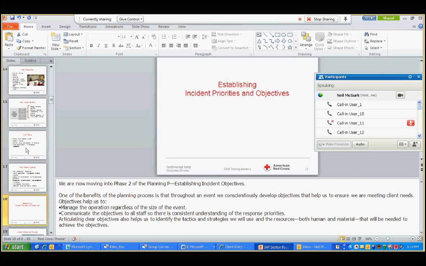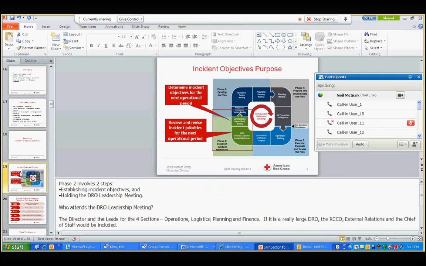Okay. So the establishment of the incident objectives, this is phase two. And again, this is a great opportunity. Again, refer back to that planning P that you gave everybody at the beginning of the last section. So here we talk about, what's the purpose of the incident objectives, and you're really focusing down here on phase two, which is the establishment of incident objectives.